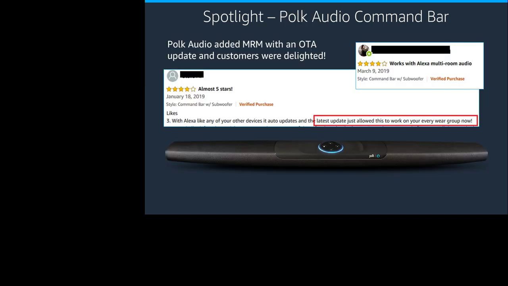To give you an example of this, the first product we had out the door was the Polk Audio Command Bar. As you can imagine, there were some consumer desire and complaints before that feature was rolled out. And once it was rolled out, people were super thrilled. They were like, yeah, we finally have this capability to group our Command Bars and play them with other Alexa devices. That was really exciting to see.